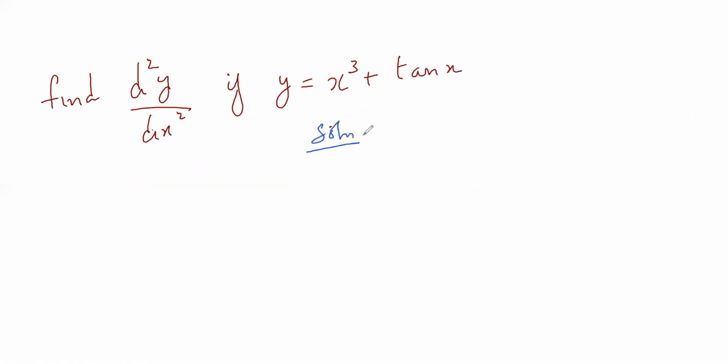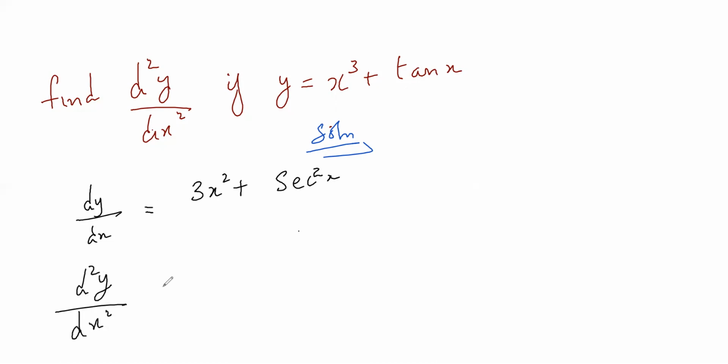Find d square y by dx square if y is equal to x cube plus tan x. How do we get it? Solution. Write down this thing. dy by dx. X cube is what? 3x square. Tan x differentiation is what? sec square x. I am not doing any d by dx term. I'm directly writing down differentiation. This is the way which I want each and every one of you to follow.